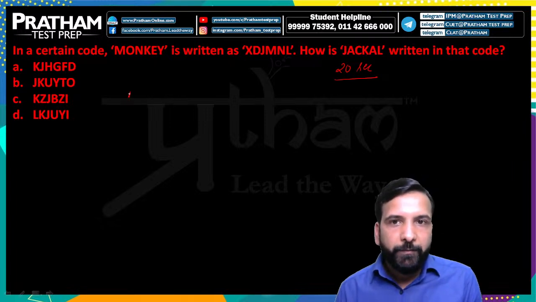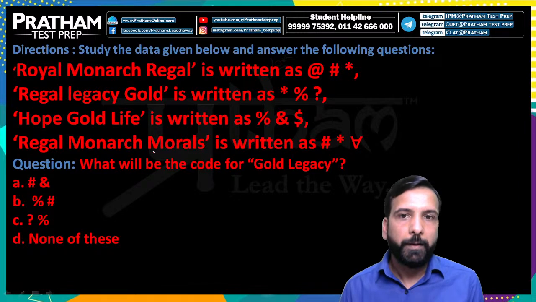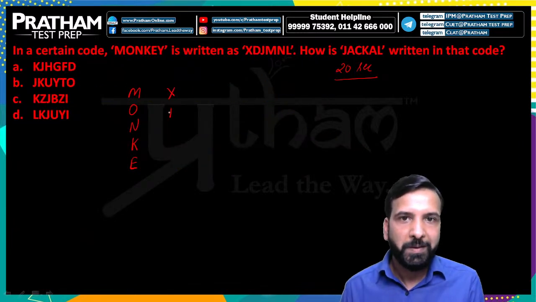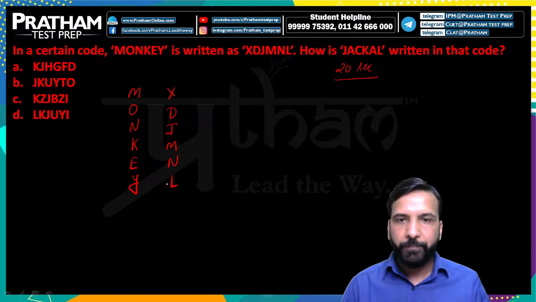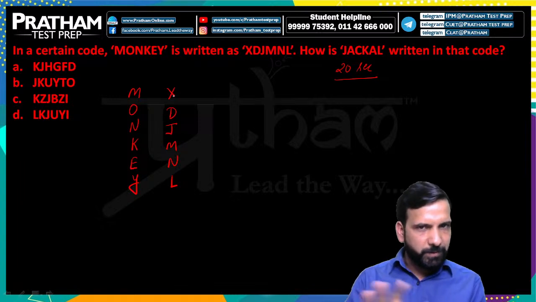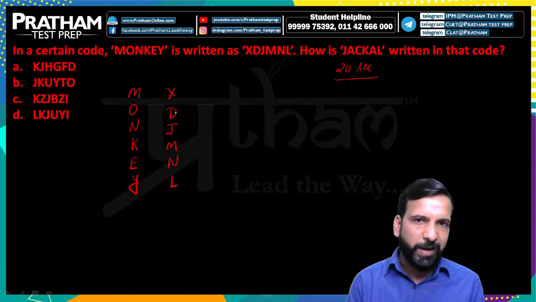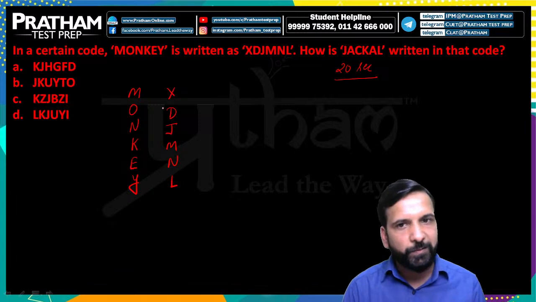So we have been given monkey, right? Monkey is coded as X, D, J, M, N and L, right? So M and X, is there any relation between these two? No, there is no relation. O and D look really weird, both are very far apart. There is no relation between these two letters.